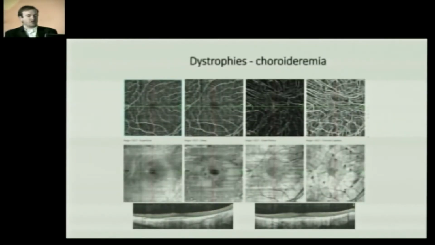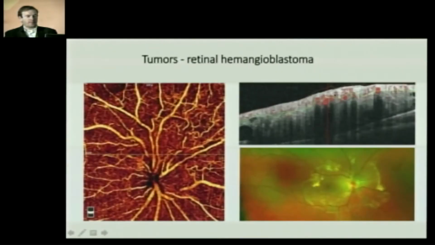This is a child with choroideremia, and what you may appreciate is the outer retinal atrophy here, as well as the loss of the choriocapillaris signal. This is a teenager with a hemangioblastoma. You see the typical appearance of a feeder arteriole and venule coming off the superior nasal branch retinal artery and vein.